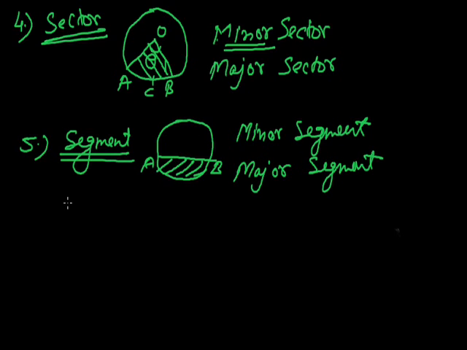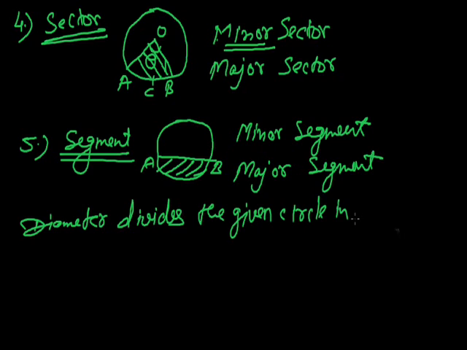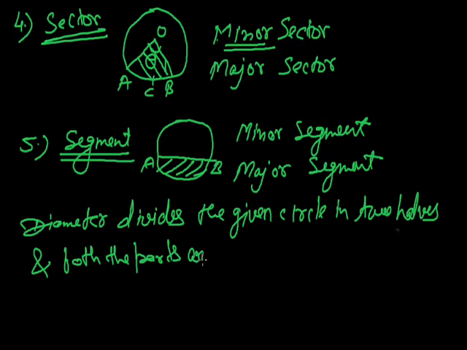Now if we are talking about diameter, then we know that the diameter divides the given circle into two halves and both the parts are known as semicircle.